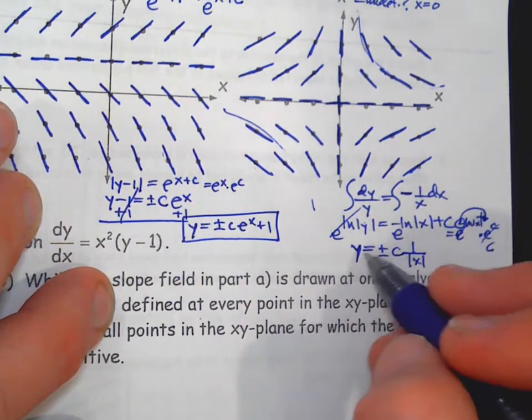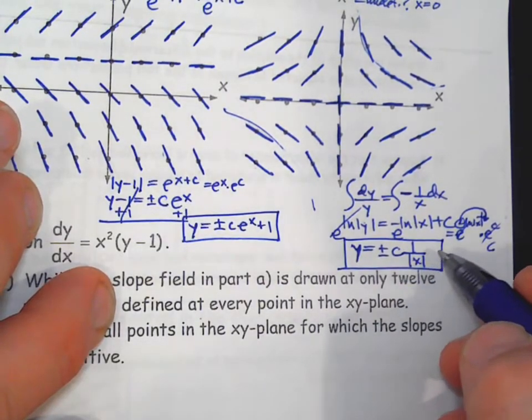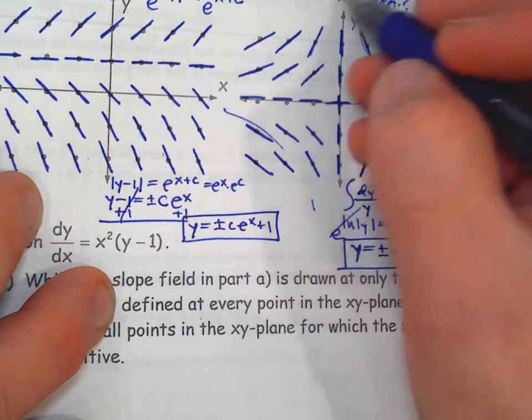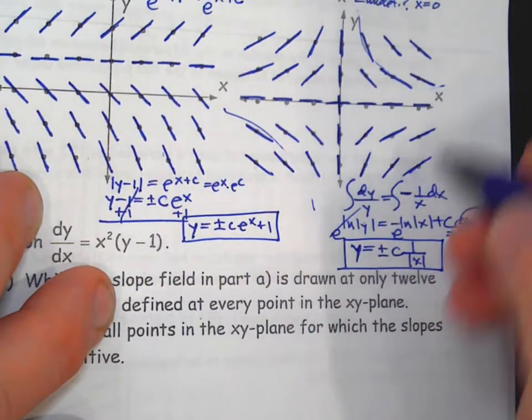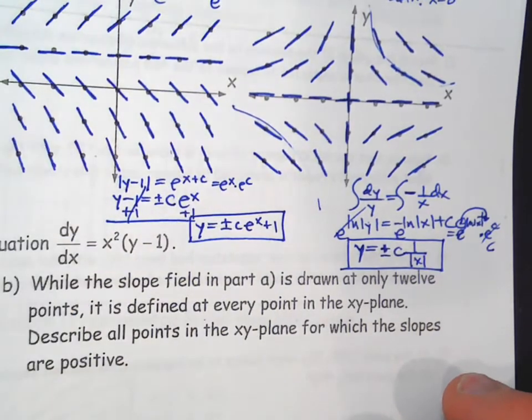And that's it. That's your general solution. So it is like a rational function. So it's probably going to be either the two tops or the two bottoms, depending on whether you get a plus or a minus for the c value. So it's like a rational function.